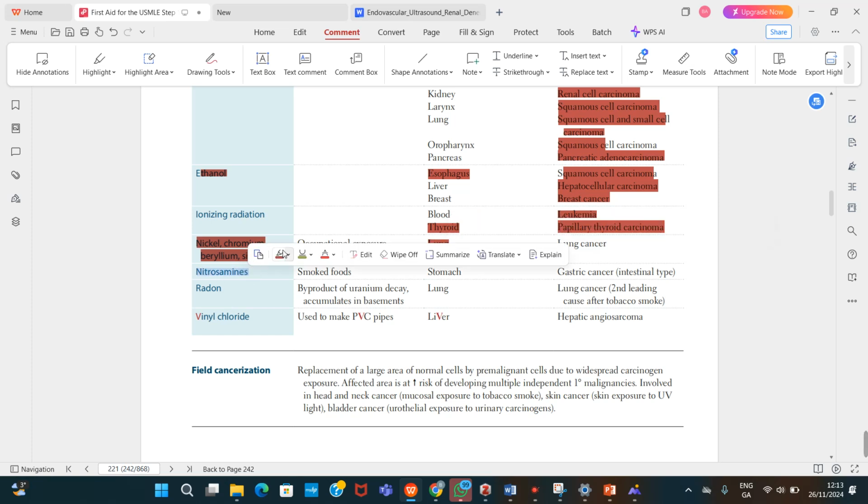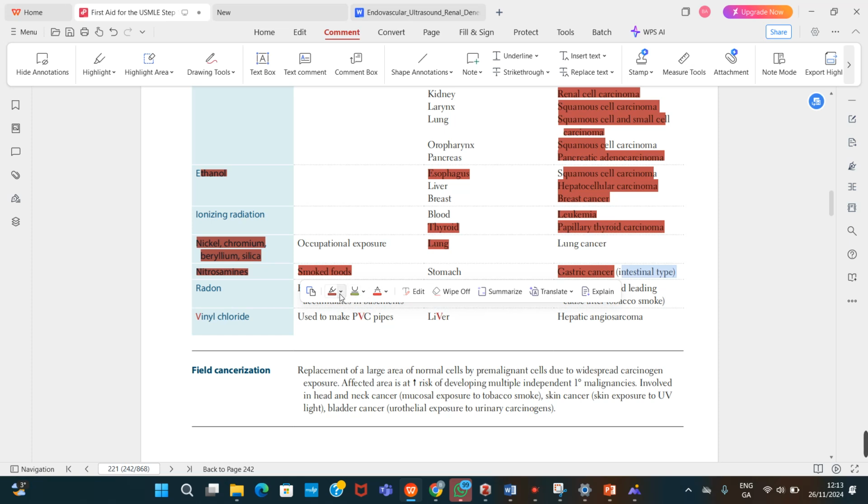Nitrosamines, we have talked about it in our GI section. Smoked foods. Just like these Japanese people that like taking smoked foods, they develop gastric cancer. It's very common in them. That is why they are the ones that developed staging for gastric cancer. It is their cancer. So it's very common in people that take a lot of nitrosamines from smoking. And the type of cancer they develop is the intestinal type.